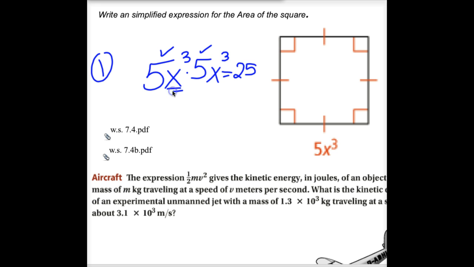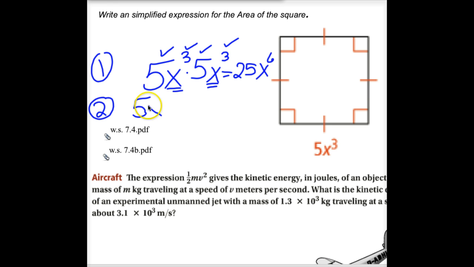x to the third times x to the third, it's 3 x's and 3 more x's, leaving me with 6 x's. Notice I'm not even really saying when you multiply, you add the exponents, because I want to avoid memorizing of rules. Another method, another approach to the exact same problem.